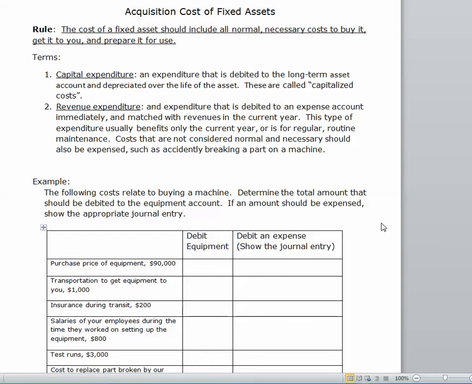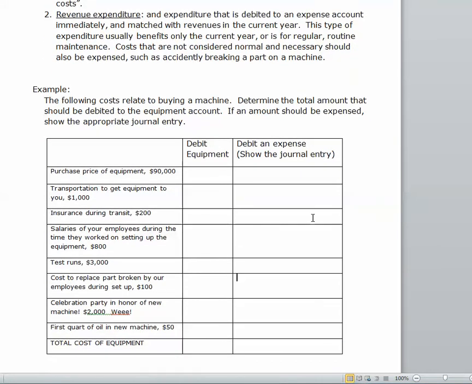Let's look at the example that we've got down here. For each of these types of costs, we're going to decide whether we should debit the equipment account or should we just expense it away immediately. The first one is pretty straightforward, the purchase price of the equipment. Let's debit the equipment account for $90,000. It's going to be debited to equipment.